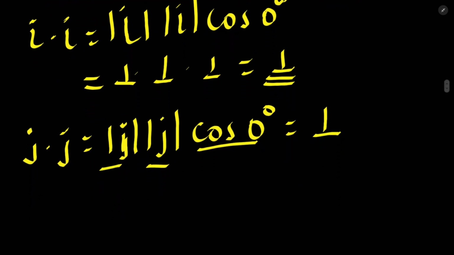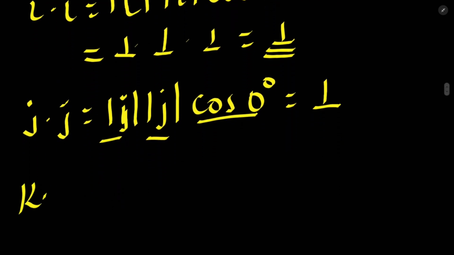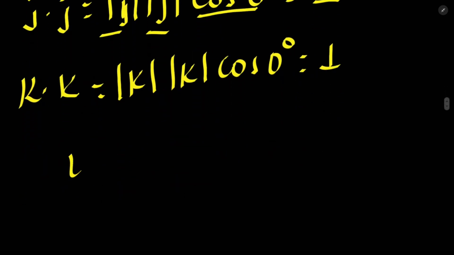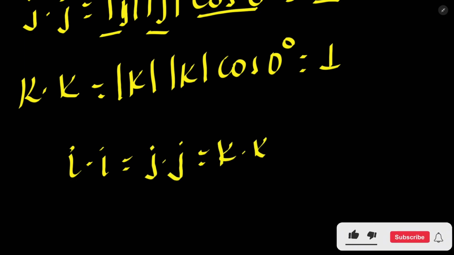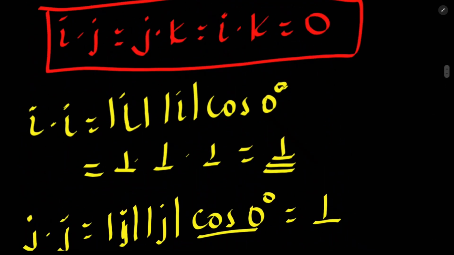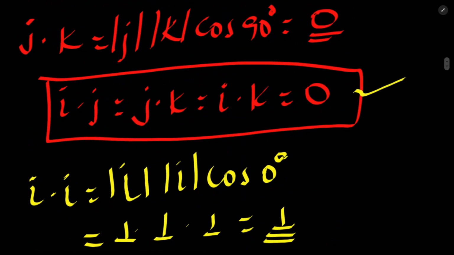Their product finally becomes 1. Therefore the same is true for k dot k. That will be the magnitude of k times the magnitude of k times cos of 0 degrees. That clearly gives us 1. ስለዚህ ተመሳሳይ ከሆኑ i with i, j with j እንዲሁም k with k ዶት ፕሮዳክታቸው አንድ ነው ማለት ነው። አንድ የሚሰጡኝ ተመሳሳይ ሲሆኑ ነው። ነገር ግን የተለያዩ ከሆኑ their product will be 0.